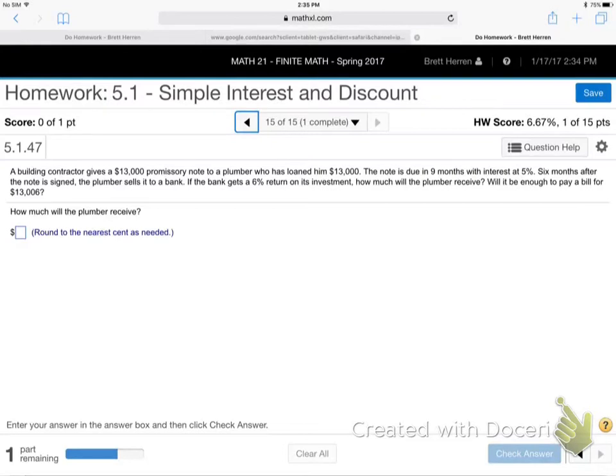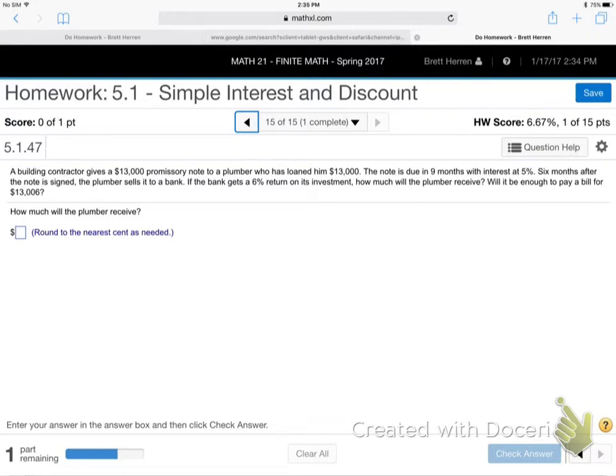Okay, a building contractor gives a $13,000 promissory note to a plumber who has loaned him $13,000. The note is due in 9 months with interest at 5%. 6 months after the note is signed, the plumber sells it to a bank. If the bank gets a 6% return on its investment, how much will the plumber receive? Will it be enough to pay a bill for $13,006?